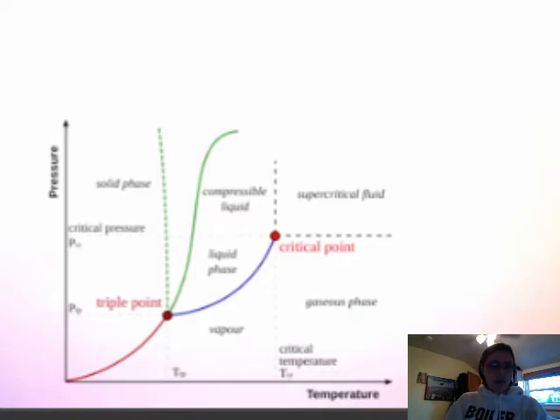We can also find the normal melting point. The melting curve is this green curve right here, and it separates the solid from the liquid phase. Each point on the curve is an equilibrium between solid and liquid, so you would have both states of matter at that point. Typically the melting curve slopes slightly to the right, like you see. This is because substances in the solid phase are more dense than in the liquid phase.